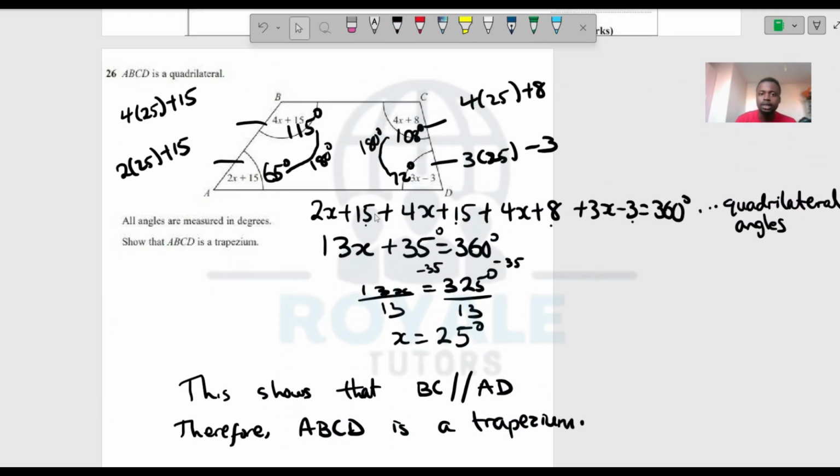So we are going to stop here today. In our next video, we are going to continue, still on the Edexcel Foundation question paper.